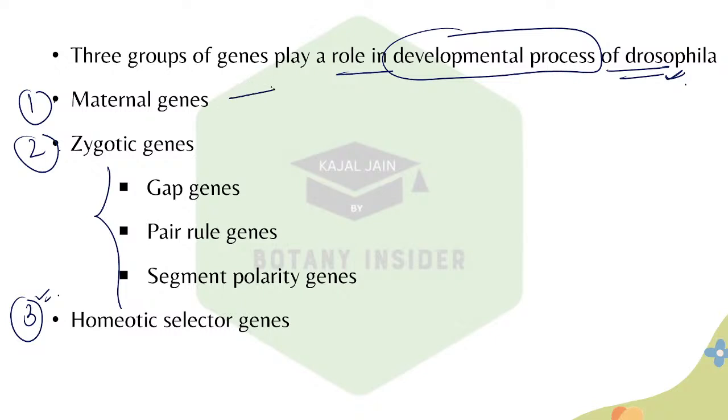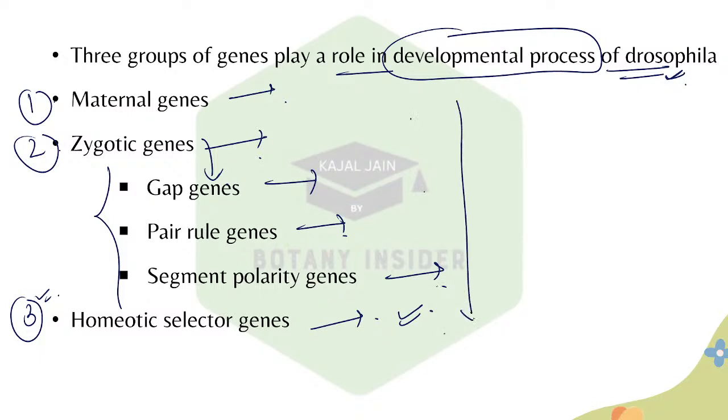So maternal genes, zygotic genes, and homeotic selector genes. In the zygotic genes, first are the gap genes, then pair rule genes, and then segment polarity genes. Every single gene will work in this sequence. First, the maternal genes get activated. You have a number of genes in each group, and you'll have to keep a note of all of them.